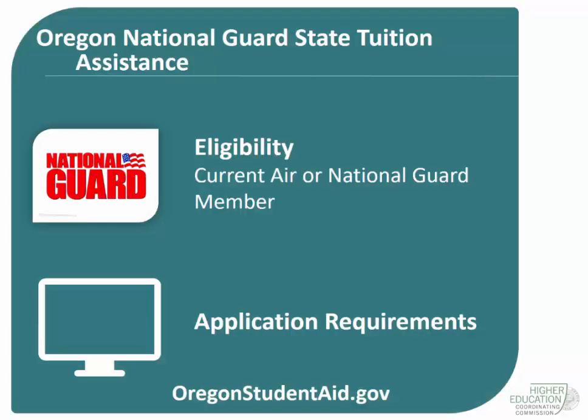Our newest tuition assistance program is the Oregon National Guard State Tuition Assistance. In order to qualify for this program, you must be a current Air or National Guard member. And for this program, it is a last dollar program, so you must complete your FAFSA and accept all federal and state aid grants that are given to you, and the tuition assistance will then help cover the rest. Again, the application requirements are quite lengthy and they're available at oregonstudentaid.gov.